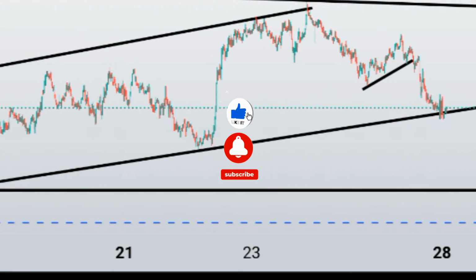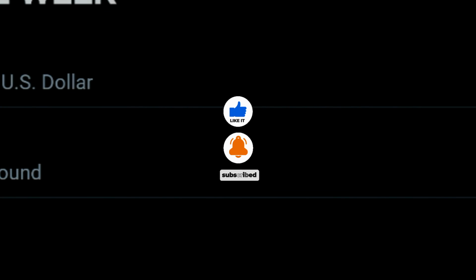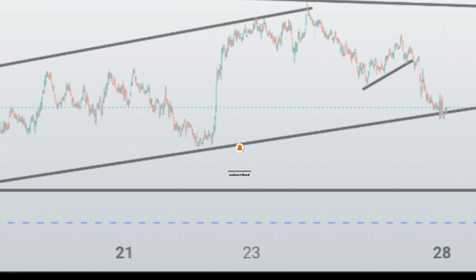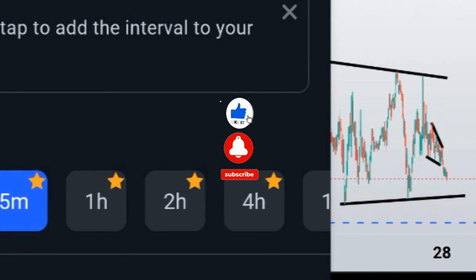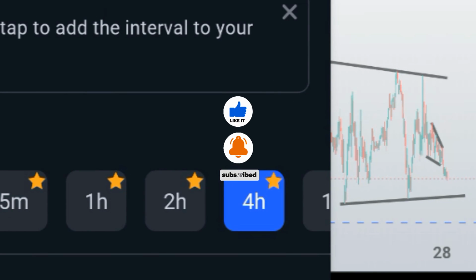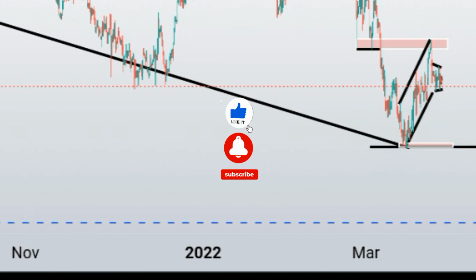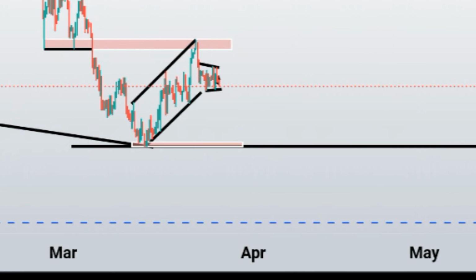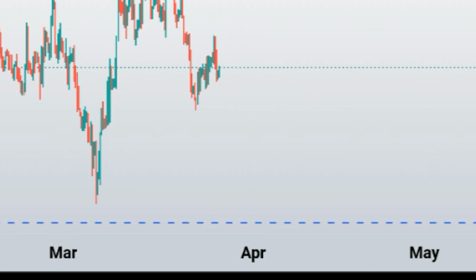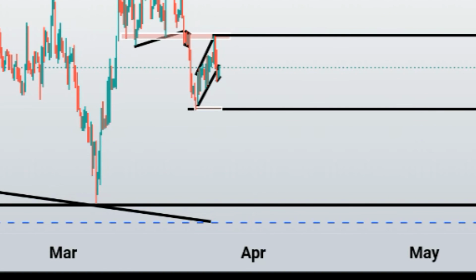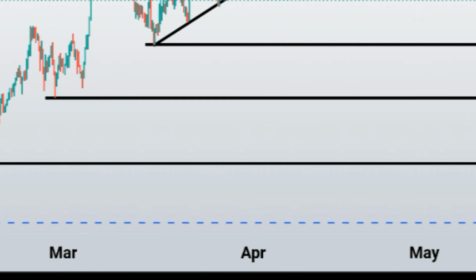So with that being said, guys, let's do a recap. For GBPUSD, I'm looking for selling opportunities. And then for Euro GBP, I'm also looking for selling opportunities. And then for NZDCAD, the one that we just did, I'm also looking for selling opportunities.